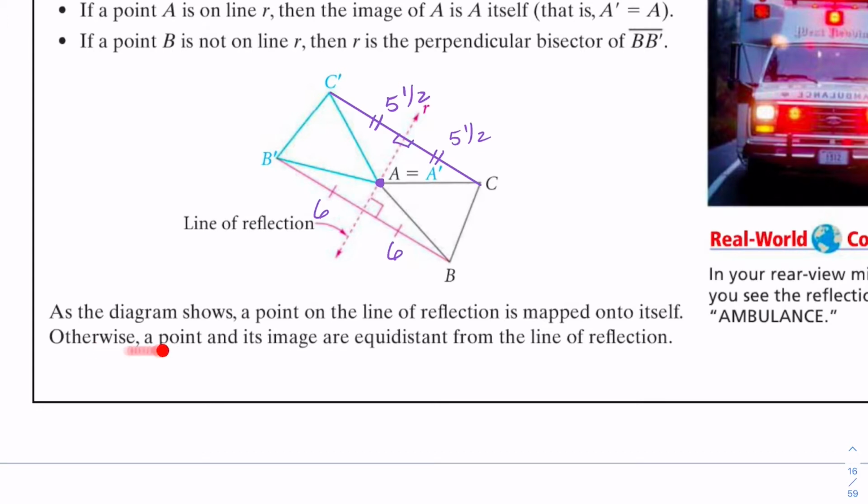So as the diagram shows, a point on the line of reflection is mapped onto itself. Otherwise, a point and its image are equidistant from the line of reflection.